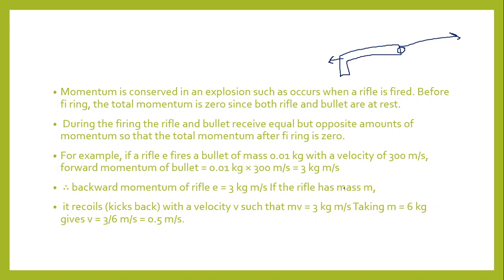If the rifle has mass m, it recoils, kicks back, with a velocity v such that mv is equal to 3. So we're imagining that this rifle has a mass of 6 kilograms. So 6 multiplied by v is equal to 3. So the velocity is 0.5 meters per second. At that point, the momentum is conserved, but both of them moved in opposite directions, so it got cancelled out.